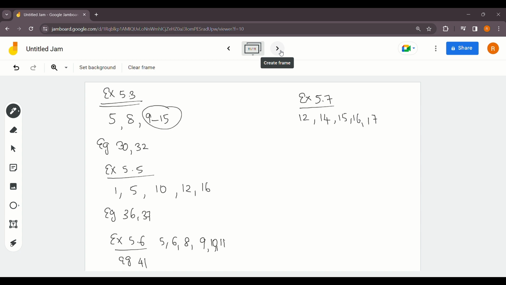So after that, examples 30 and 32, and in exercise 5.5 you have 5 questions: 1, 5, 10, 12 and 16. Similarly, examples 36 and 37 connected to the 6th exercise. In the 6th exercise you have 5, 6, 8, 9, 10 and 11. And example 41. Now you have the last exercise 5.7, wherein you have 5 sums: 12, 14, 15, 16 and 17.